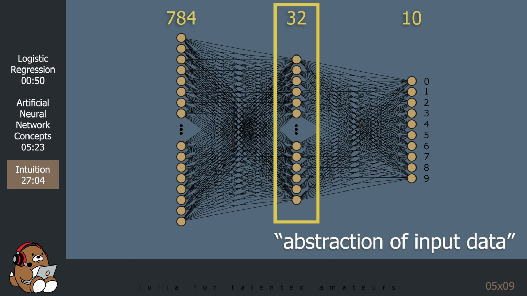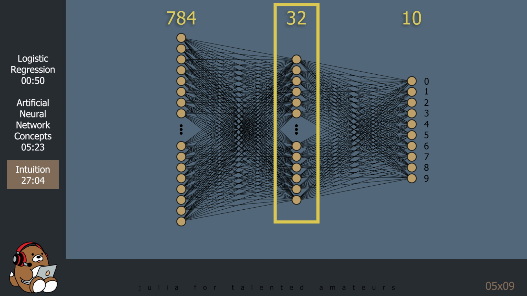You can think of that second column as an abstraction of the input data. Having 784 inputs may be too difficult for your computer to comprehend all at once, but having an abstract view of it using only 32 of the most salient input features makes it easier for your computer to find patterns in the data, which ultimately helps it make more accurate predictions.